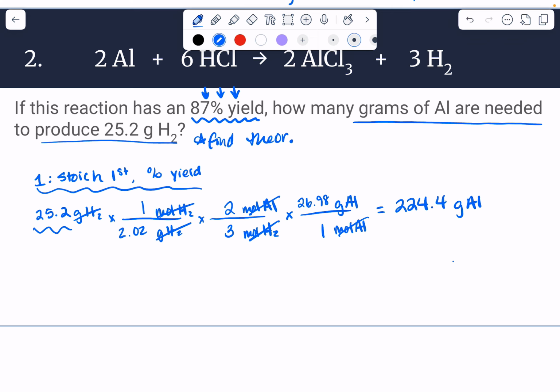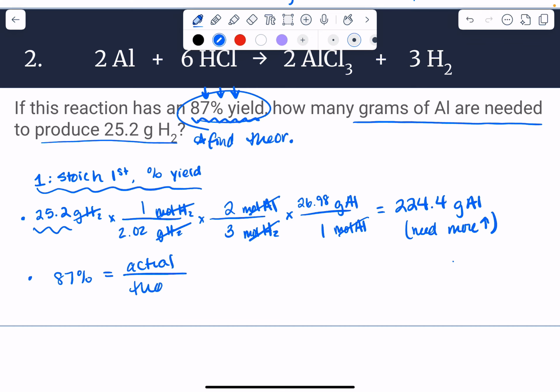But this is not the end of our problem, because we know that we don't have a perfect 100% yield. So we actually need more than this. This is not enough, because this is how much we need once that 13% has been lost somewhere. So what we actually need to do now that we've done this first step, the stoichiometry, is look at our 87% yield, understanding that that is created with our actual over our theoretical, okay? We also have to keep in mind that a percentage is really just a decimal that's been multiplied by 100. So for easy sake, I'm going to use this as 0.87, so I don't have to divide out 100.